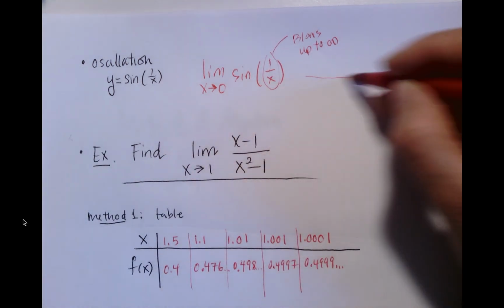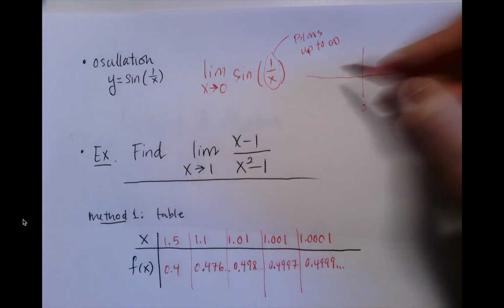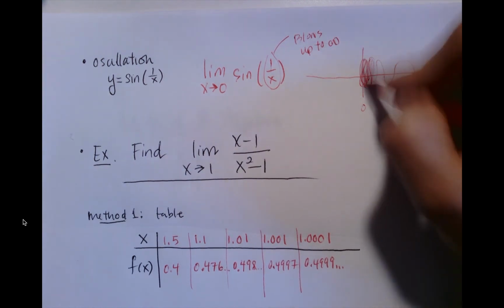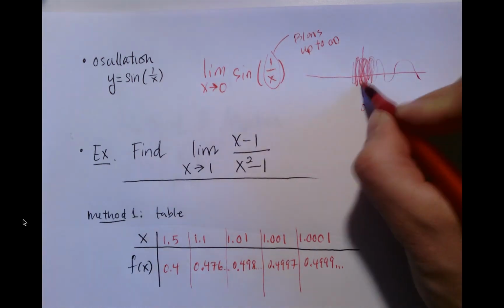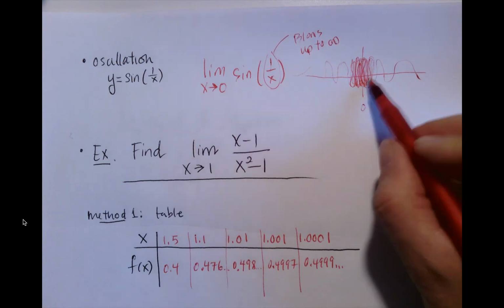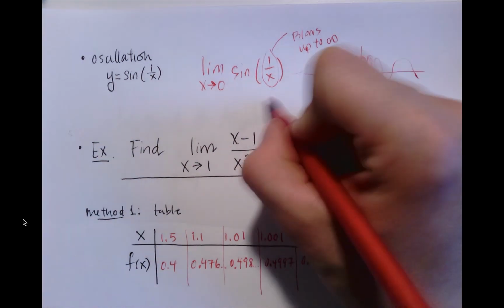So we're going to have some behavior like this in our graph. The graph does something like this, and then it begins to oscillate wildly near 0. I couldn't even draw it. It's oscillating wildly near the origin. So in this case, we would also say the limit does not exist.